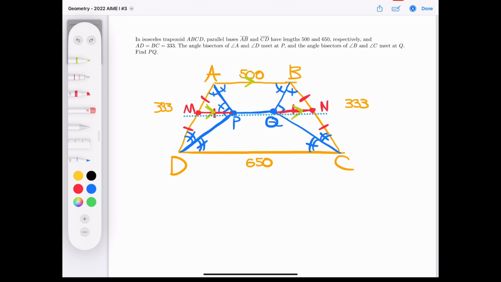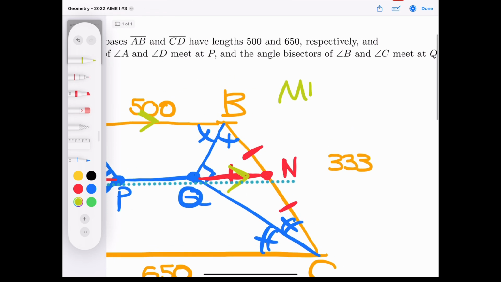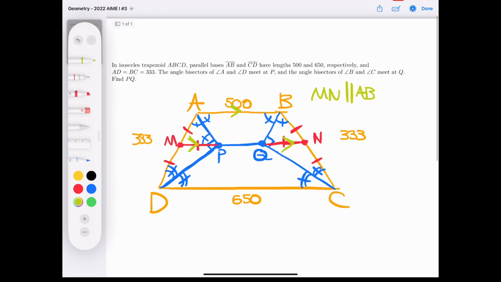And so now, I'm just going to write that MN is parallel to AB. And so now we have that MP is parallel to AB, and MN is parallel to AB. What does that imply? That implies that M, P, and N are collinear, or in other words, that P lies on line MN. And the other thing we can say is that because QN is parallel to AB and MN is parallel to AB, it follows that Q also lies on line MN.